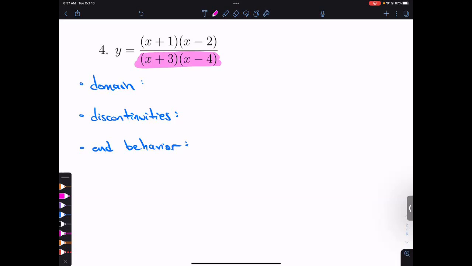Okay, we'll start by figuring out where this thing lives, right? Where it's defined. The way we figure out where it's defined is by looking at where it's undefined. So where do we have trouble here? What x values are a problem? -3 and 4, right? Set the denominator equal to 0.